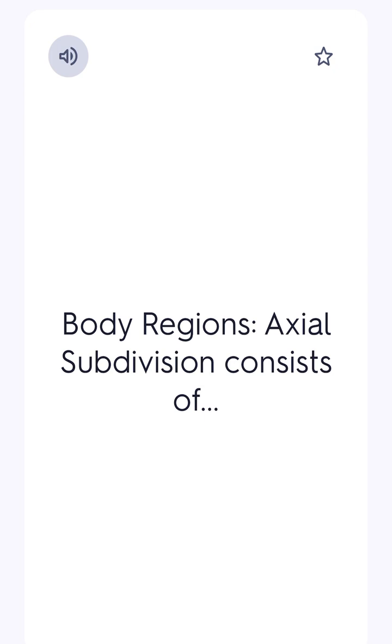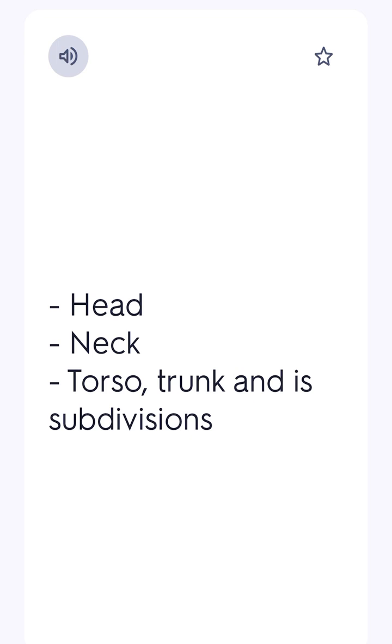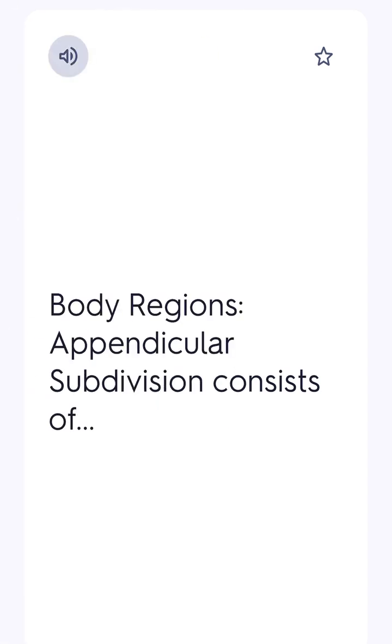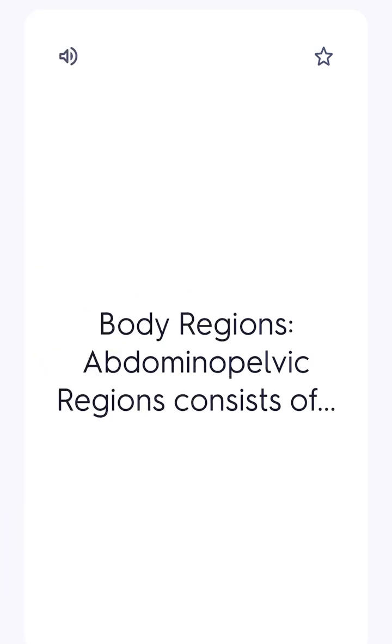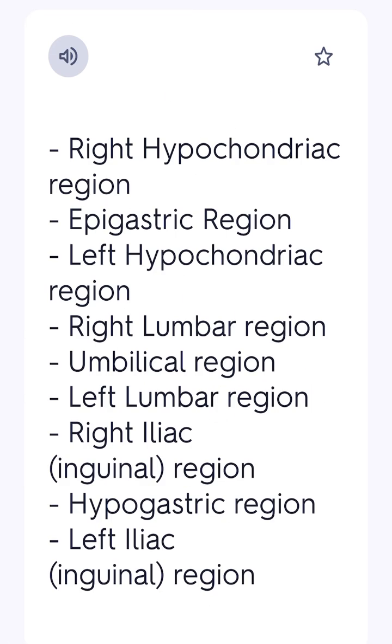Body regions. Axial subdivision consists of head, neck, torso, trunk and subdivisions. Appendicular subdivision consists of upper extremity and subdivisions, lower extremity and subdivisions. Abdominopelvic regions consist of right hypochondriac region, epigastric region, left hypochondriac region, right lumbar region, umbilical region, left lumbar region, right iliac region, hypogastric region, left iliac region.